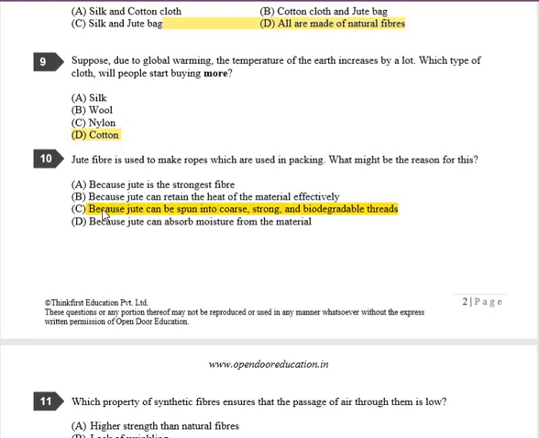So the most appropriate option will be C. That is because jute can be spun into coarse, strong and biodegradable threads. Jute is preferred because a strong and coarse thread can be made from it, though it is not the strongest fiber and can neither retain heat nor absorb moisture. So the most appropriate option will be C.